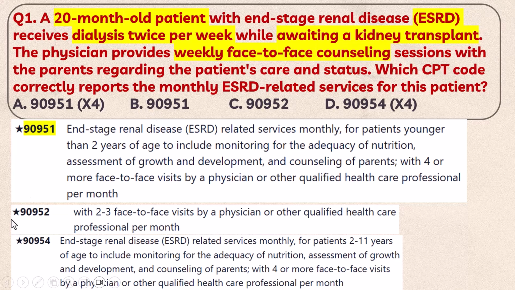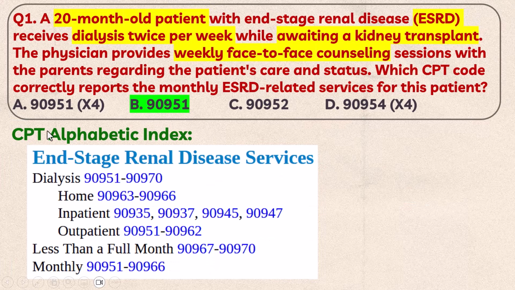Once you look at other answers, 90,952 is for 2 to 3 face-to-face visits. But in our case, it is 4. 954 is end-stage renal disease for patients 2 to 11 years. But in our case, less than 2 years. So the correct answer will be answer B. If you encounter this case in the real working world, you have to use the CPT alphabetic index. In the CPT alphabetic index, you have to search for the main index term, that is end-stage renal disease services, and monthly, the code series are here. Again, come back to the tabular list and confirm the answer. Once you confirm, the correct answer will be answer B.